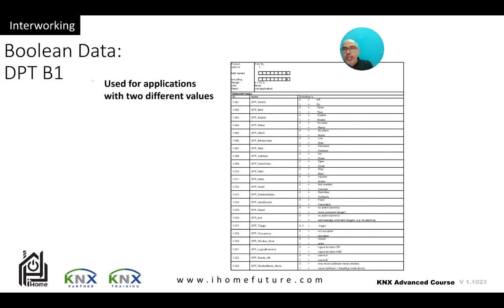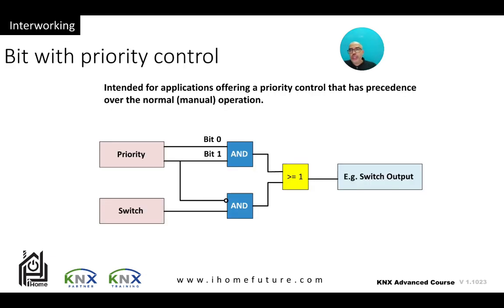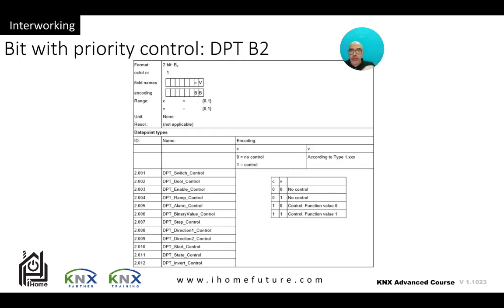But the first one we have is 1 bit, which is the boolean. It can be true or false, it can be open or closed, like a switching, and it's 1 bit. And then we have another one, which is with priority control. Normally I use it for binary sensors when I want to have another priority, saying this one is a normal priority or a higher priority. In this case it will have 2 bits. This is why it has 2 bits, and 1 bit will allow priority.